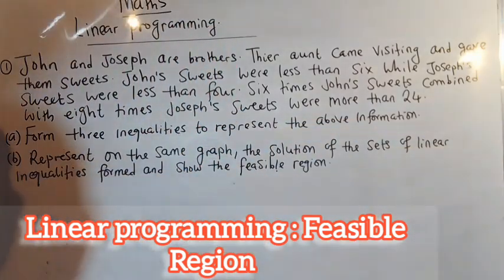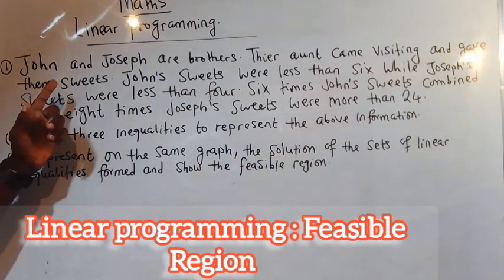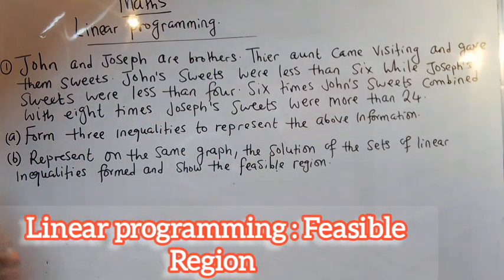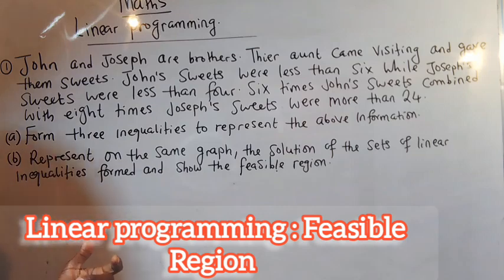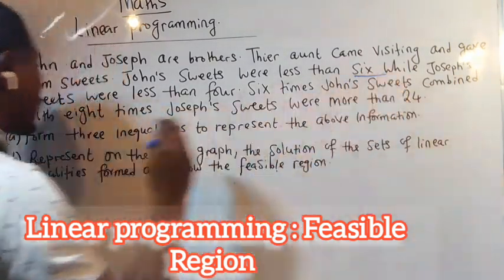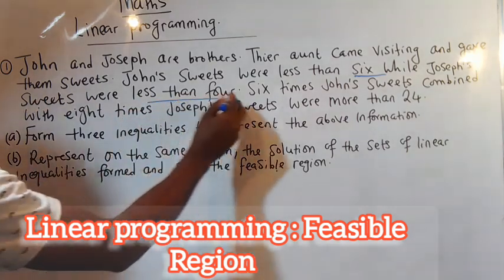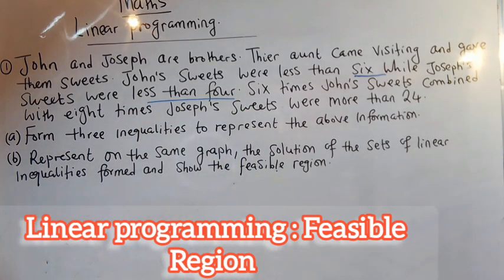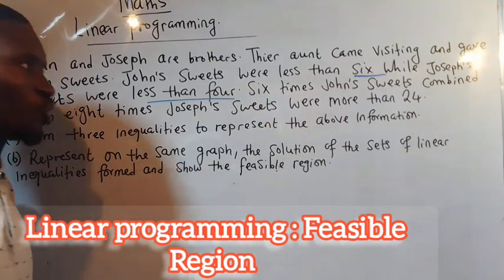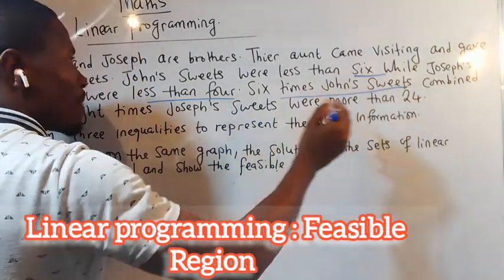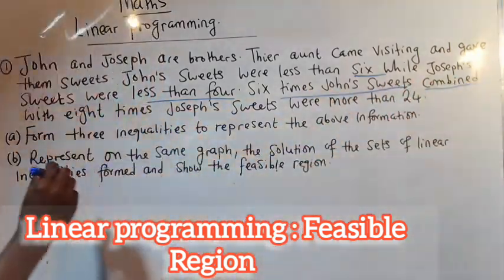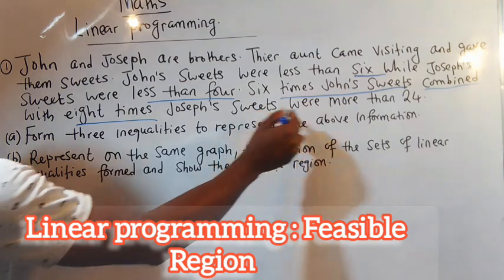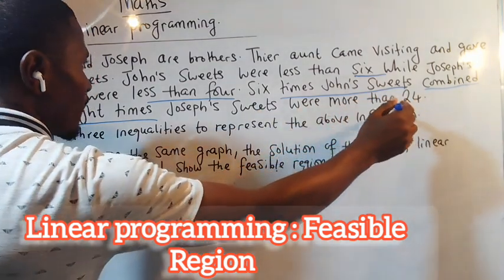So the question reads as follows. John and Joseph are brothers. Their aunt came visiting and gave them sweets. John's sweets were less than 6, while Joseph's sweets were less than 4.